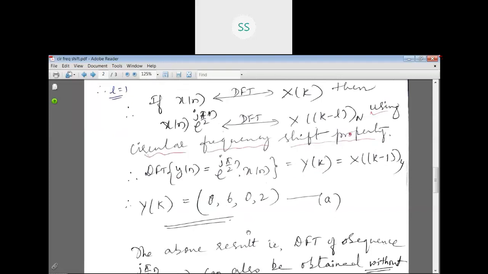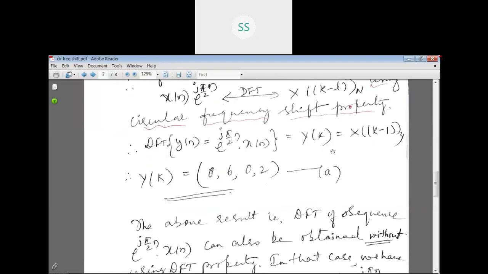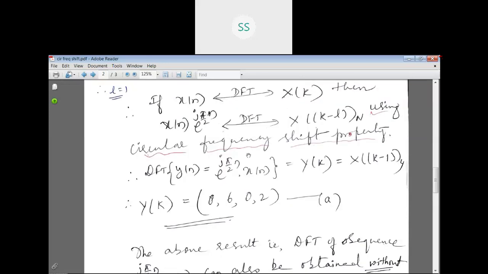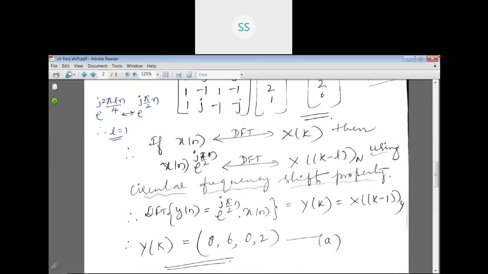So now I am not going to calculate the new DFT, but I am going to simply shift the already calculated x of k. So the DFT of y of n, which is nothing but this particular signal, I am calling this new sequence y of k. Y of k is nothing but x of k minus 1. Of course, 4 means only 4 places you can shift. So now we have to circularly shift our DFT x of k by 1 position.